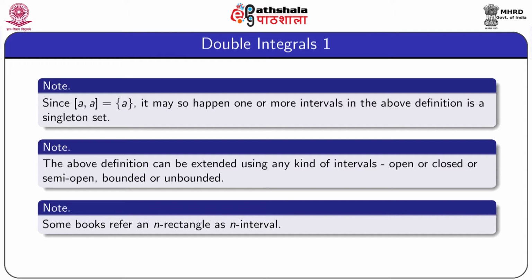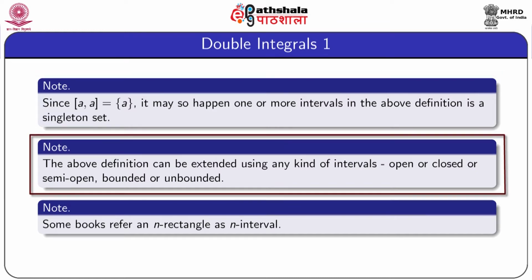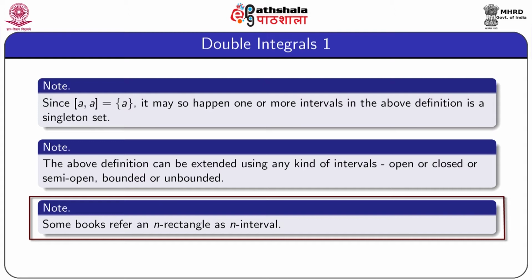We know the bounded closed interval with both the endpoints a is nothing but the singleton set {a}. So it may so happen that one or more intervals in the above discussion is a singleton set. Next, the above definition can be extended using any kind of intervals, open, closed or semi-open and even bounded or unbounded. In some books, we can find an n-rectangle is called an n-interval.